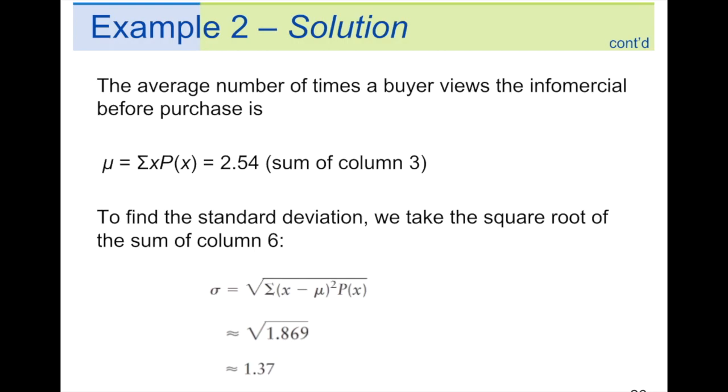To find the standard deviation, we take the square root of the sum of column 6. So we add up all of column 6, that gives us the variance, and then to find the standard deviation, we just take the square root of that. So the square root of 1.869, which is 1.37.